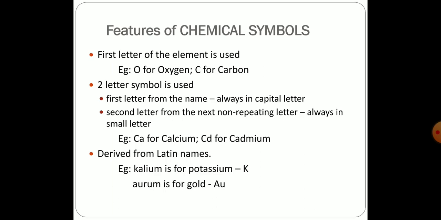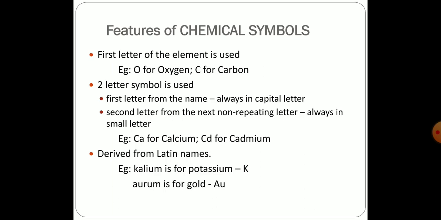Yes, and then we cannot use only one letter symbols. There are two letter symbols now. Why? Because, for example, carbon, calcium and cadmium all have the same letter C as the initial letter. So we cannot give C for all these elements. So what we will do, we will take the next letter. The first letter will always be a capital. The second letter is the next non-repeating letter.